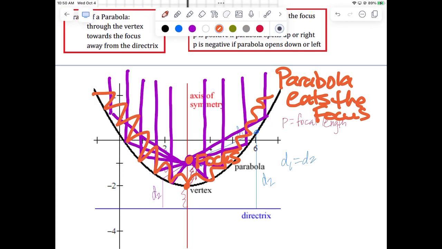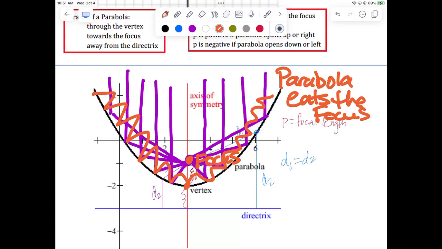And the directrix is always outside of the parabola, and it always runs perpendicular to the axis of symmetry. So in this case, if the parabola opens up, the axis of symmetry is vertical, and the directrix is going to be horizontal. The directrix is always going to be the same distance away from the vertex as the focus is. That point right here, the directrix is always the same distance away as the focus. They're equidistant. That's the definition of a parabola. And it just has a horizontal line, in this case, that runs through it.